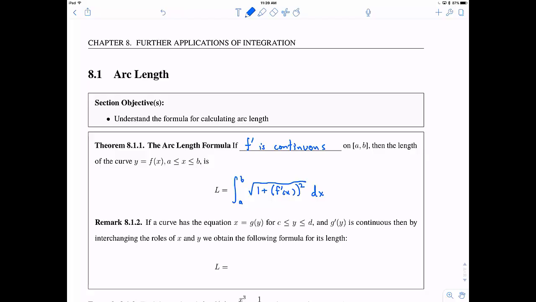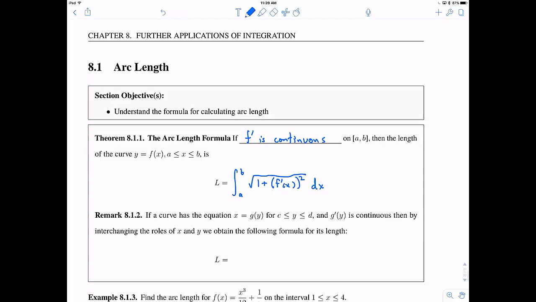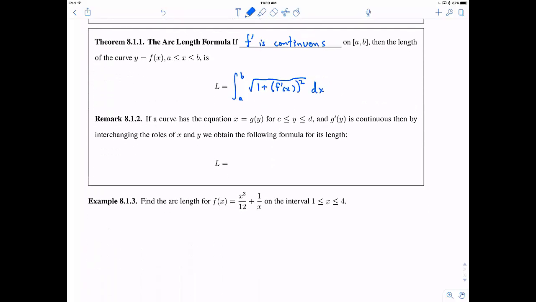Now, on the other hand, if your equation is given as a function of y, right, x is a function of y for some range between c and d, and g prime of y is continuous, then we can interchange these roles of x and y, and we would get that the arc length would be the definite integral from c to d of the square root of 1 plus the derivative, g prime of y squared, all under the square root, dy.